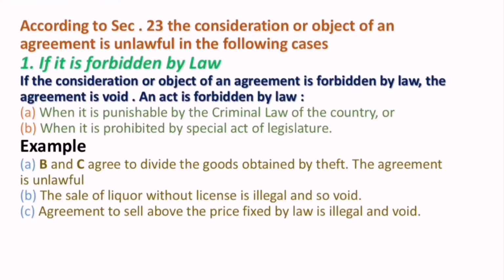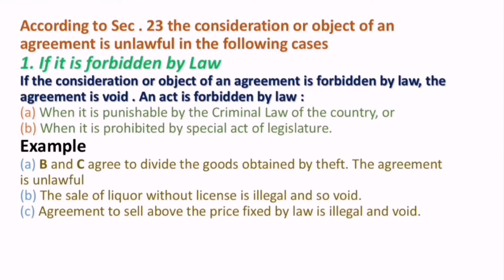The second one is the sale of liquor without license is illegal and so void. The next one is an agreement to sell above the price fixed by law is illegal and void. So with the help of these examples, you can understand the agreements which are punishable by law. The agreements which are prohibited by a special act of legislature are void agreements, and void agreements cannot change into a valid contract.